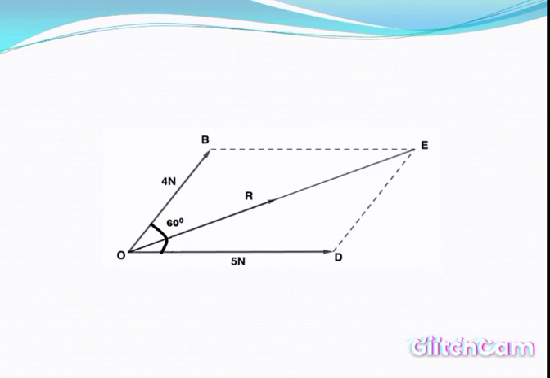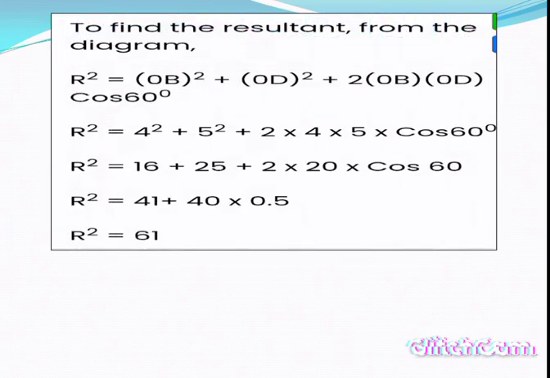So to apply Pythagoras theorem to get r, r squared is going to be equal to OB squared plus OD squared plus 2 times OB times OD cos 60, the cosine of the angle between the two vectors. If you work that out, I'm going to have r squared equals 4 squared plus 5 squared plus 2 times 4 times 5 times cos 60 degrees.